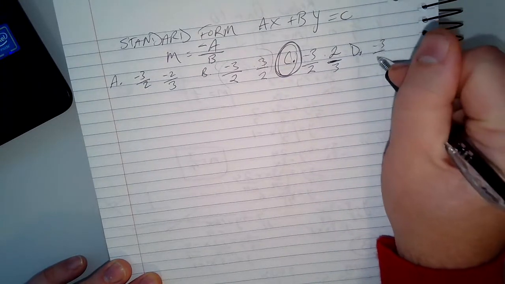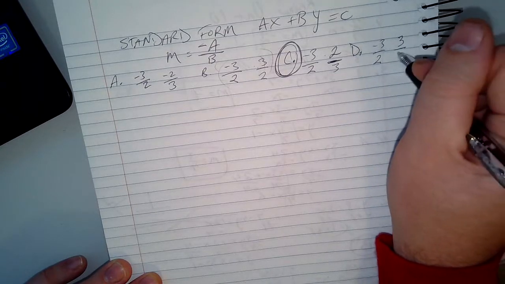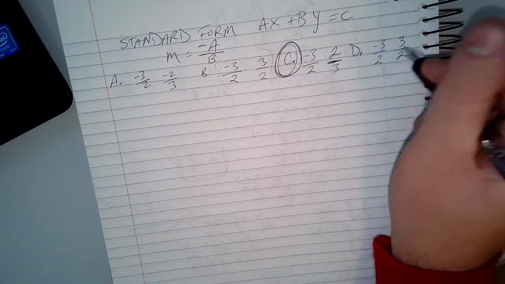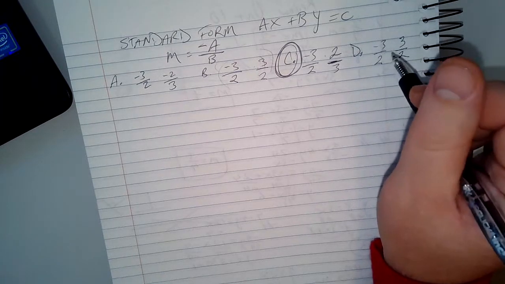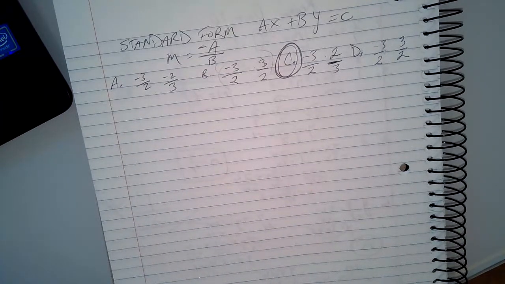Negative 3 over 2 and positive 3 over 2. Those are opposites but not reciprocals. All right. I hope that wasn't a little bit fast for you. I figured out a faster way to do it.